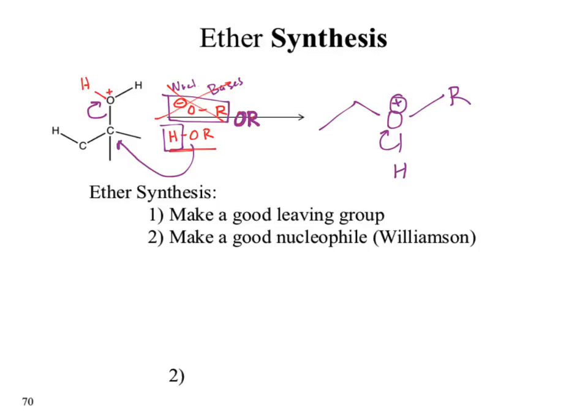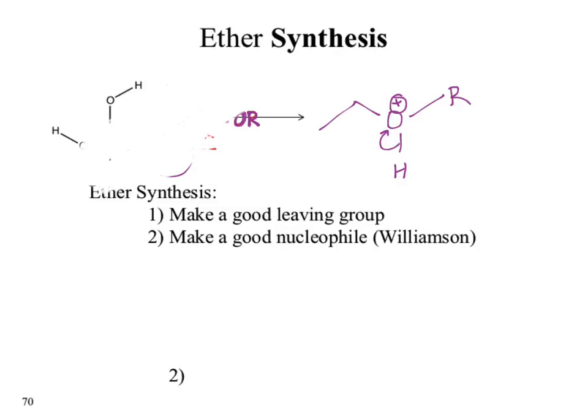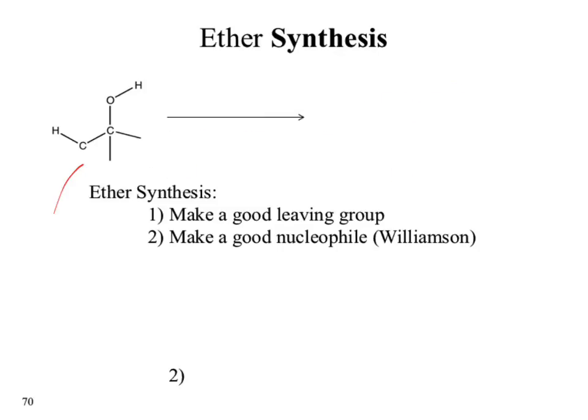We make the leaving group really, really good. In that case, we added an acid. We could have turned it into a halide. That would have been equally valid. If we turned it into a halide, what's the extra benefit? Give me a reagent that would allow me to turn that alcohol into a halide. What's that? PBr3.